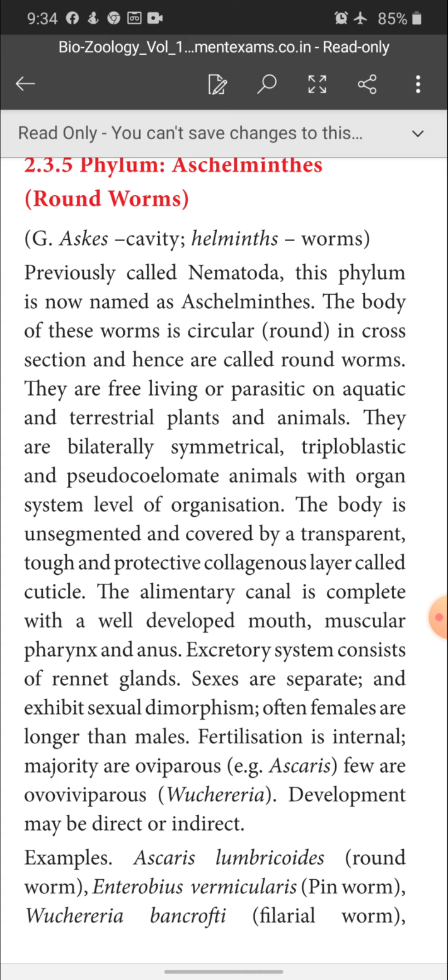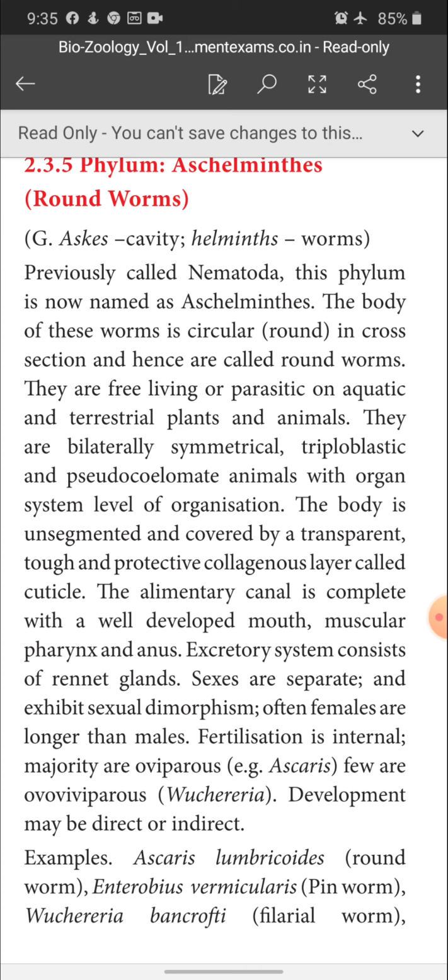Fertilization is internal. Majority are oviparous. Few are ovoviviparous. Development may be direct or indirect. Okay. So children, let's see about it. Body is unsegmented. We cannot see even pseudo segmentation also.